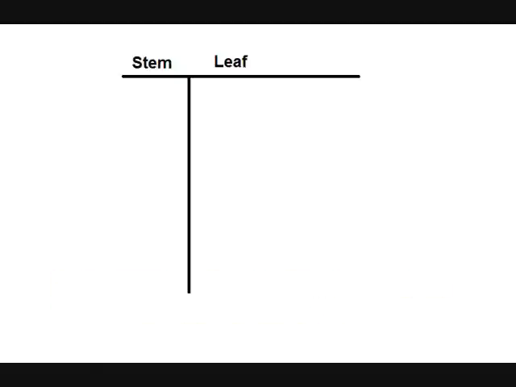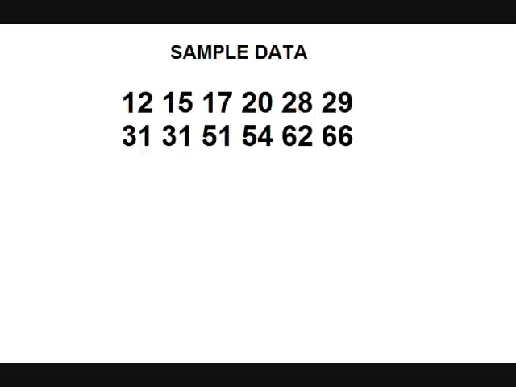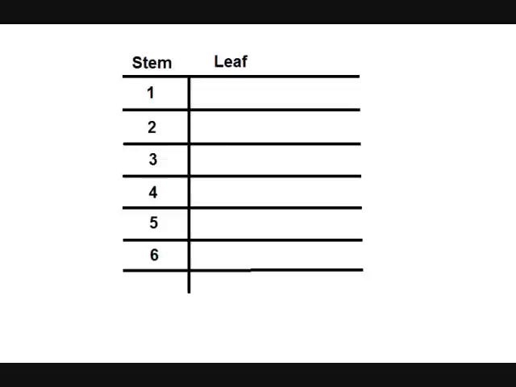Now, looking back at the data, let's take a look at the tens place of each number. The first number is in the teens, so it starts with a 1. And our last number in line is in the 60s, so it starts with a 6. So on your stem and leaf graph, you want a number vertically on the left side, 1 to 6.